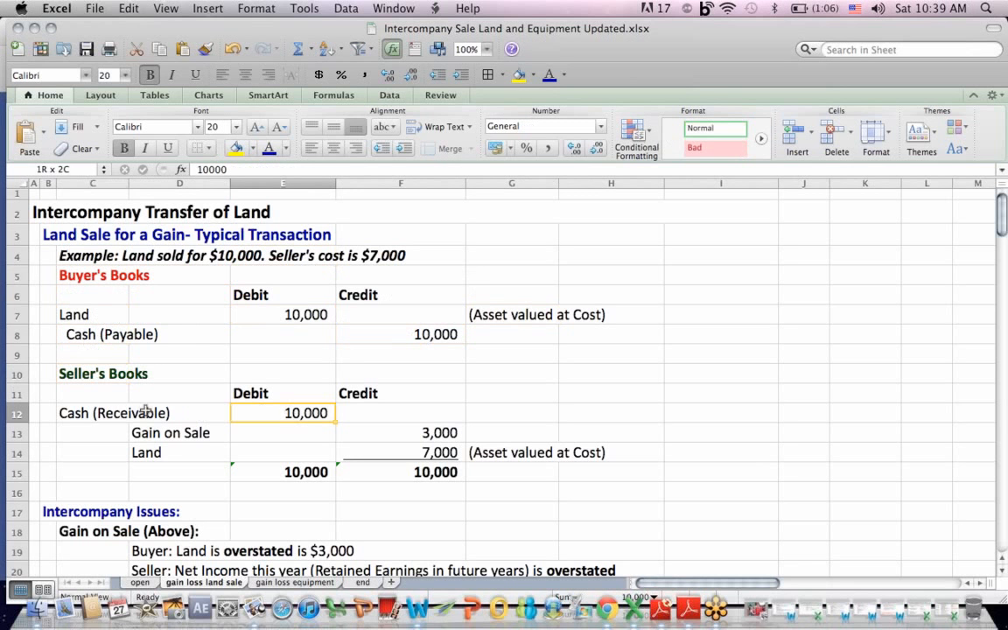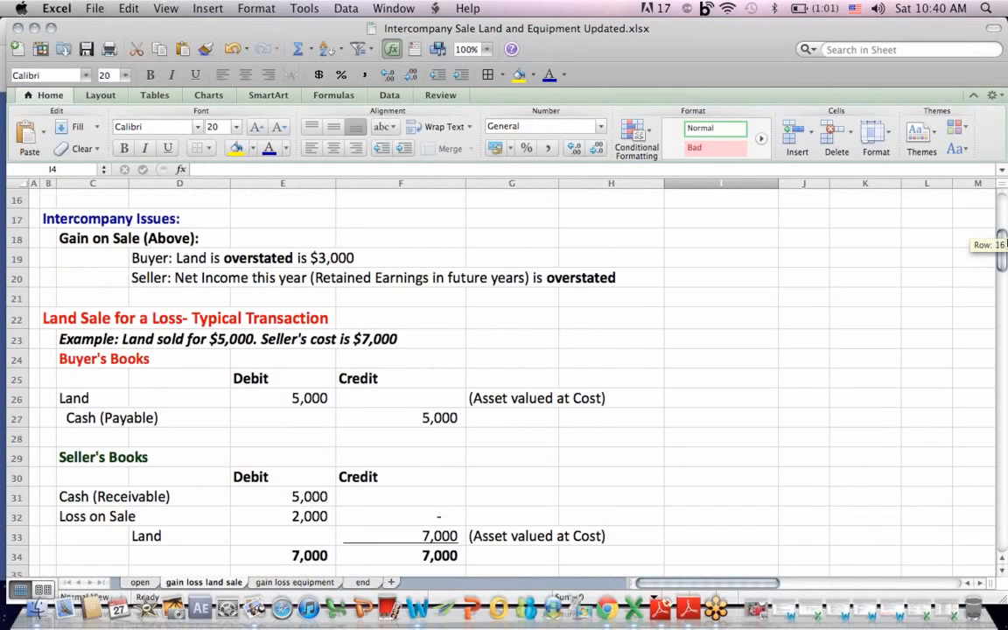Seller, on the other hand, has a receivable on their books for $10,000. They took land off their books at their cost, $7,000. To make debits equal credits, they need a credit of $3,000. That is a gain on sale of land. So this is a basic transaction, ignoring for the moment any intercompany activity.